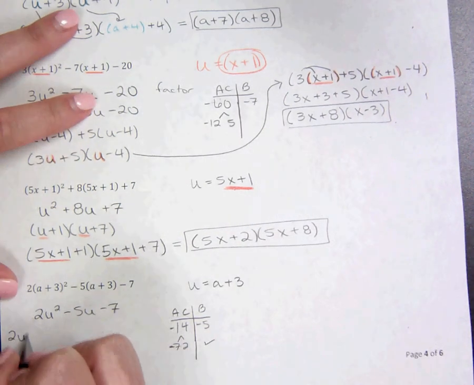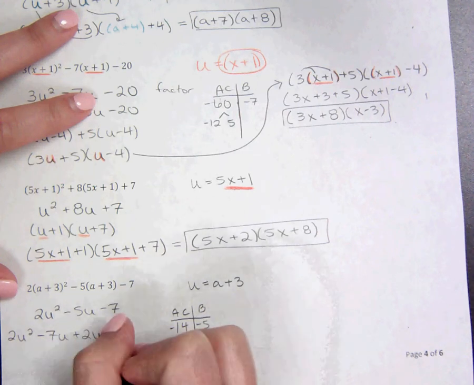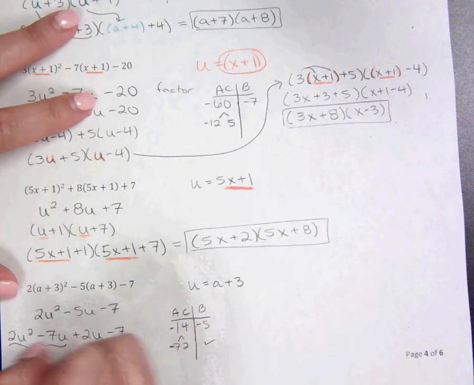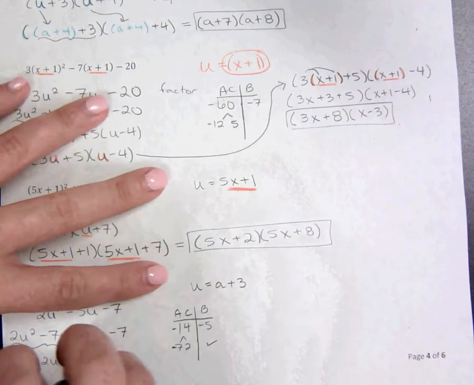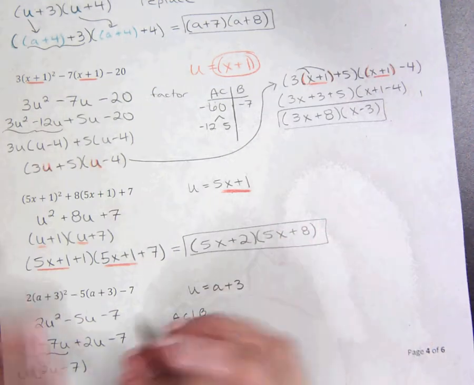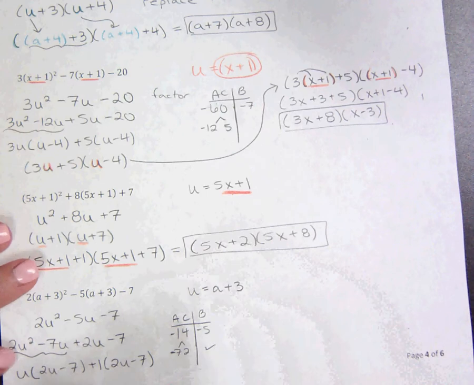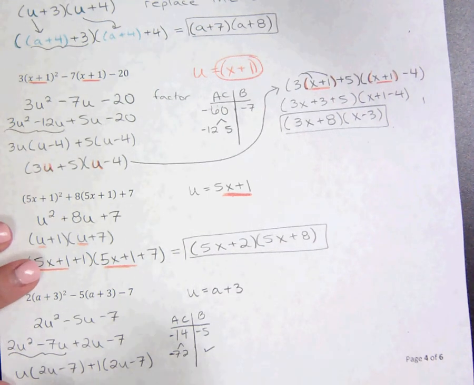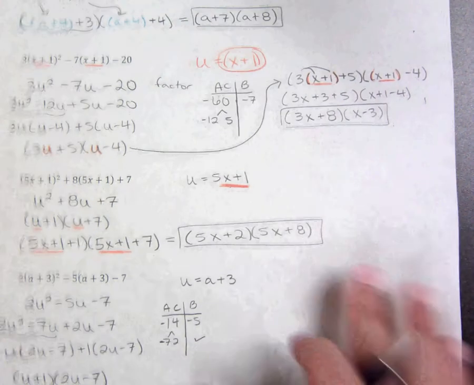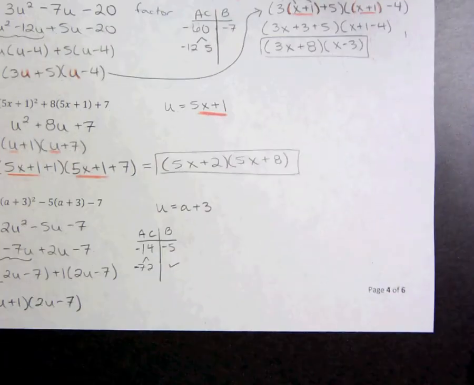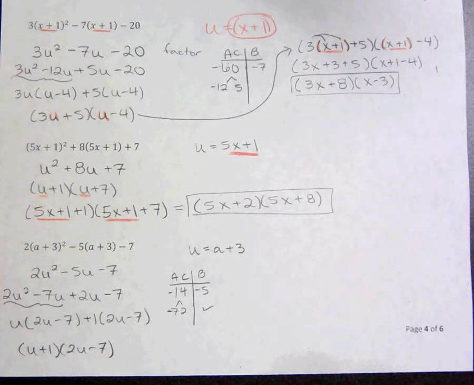So 2u squared minus 7u plus 2u minus 7. Get it factored. Oops. That'll be plus 1 times 2u minus 7. So that factors into u plus 1 and 2u minus 7. Again, your brain wants to be done because it looks like we've got our back-to-back binomials. But because we need a substitution, we have to substitute it back in.